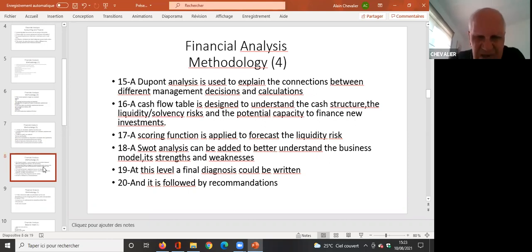A recommendation in the bank could be, this customer, all the risks we identified last year, they are now not so good. Performance is decreasing. Risks are increasing. And my recommendation is to limit the level of the loans granted to this customer.